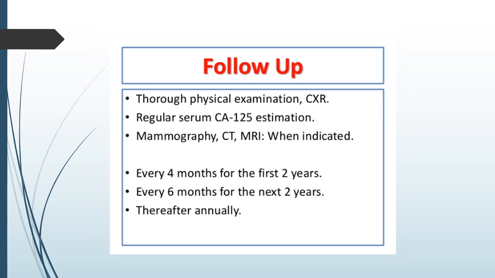In case of thorough physical examination after total abdominal hysterectomy and bilateral salpingo-oophorectomy, or if radiotherapy is required, the patient comes for follow-up. Thorough physical examination, chest x-ray, regular CA 125 estimation, mammography, CT, MRI when it is indicated. If examination is normal, then no need. In the first 2 years, every 4 monthly, then 6 monthly.